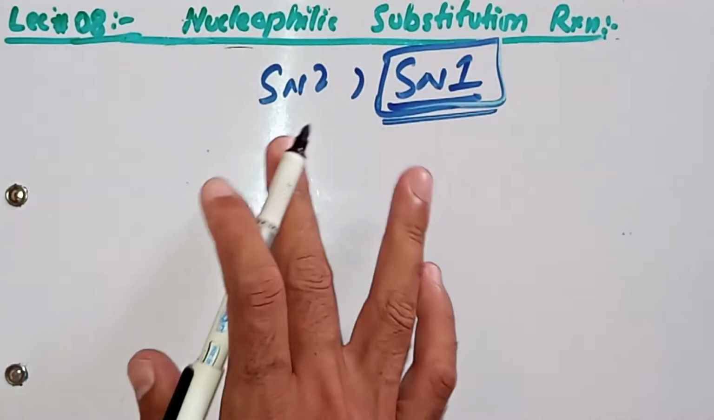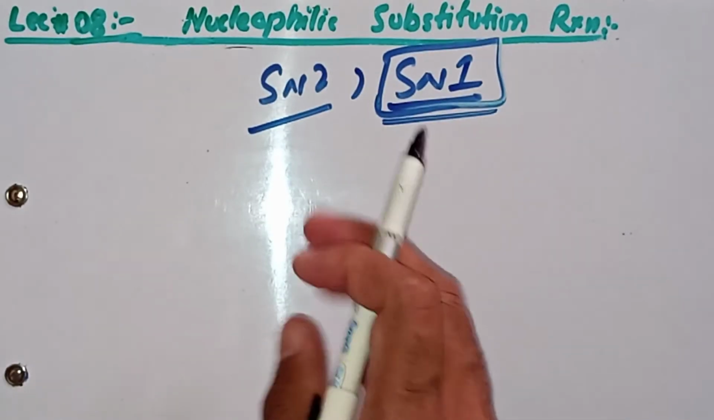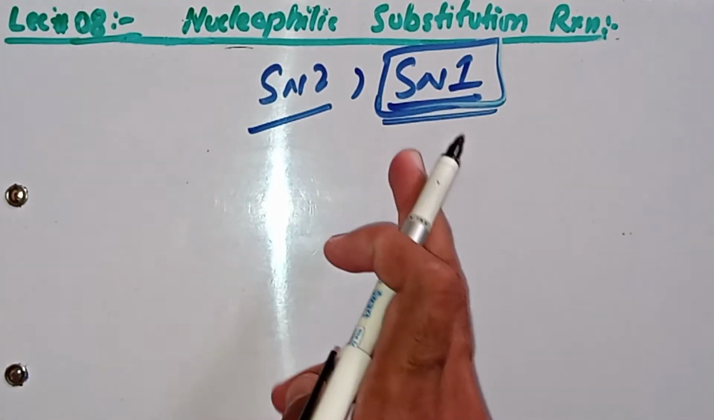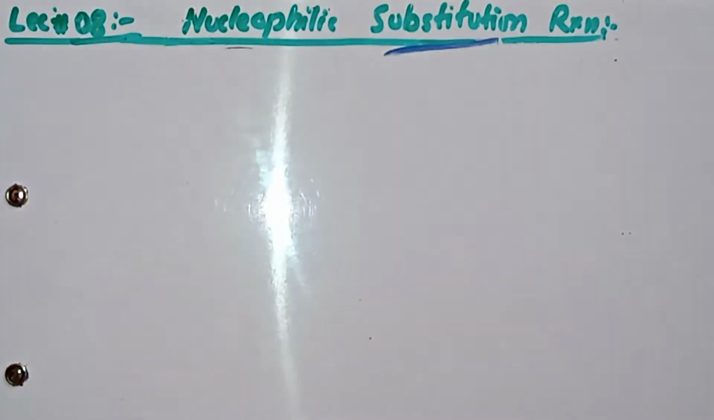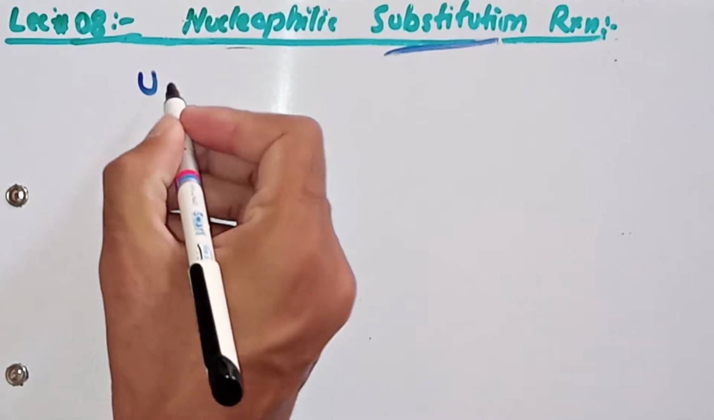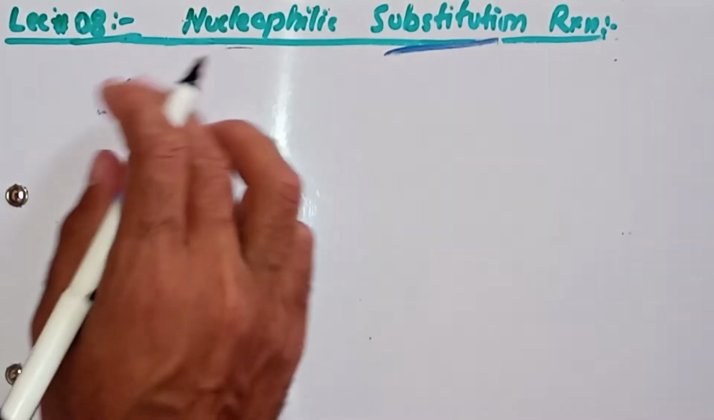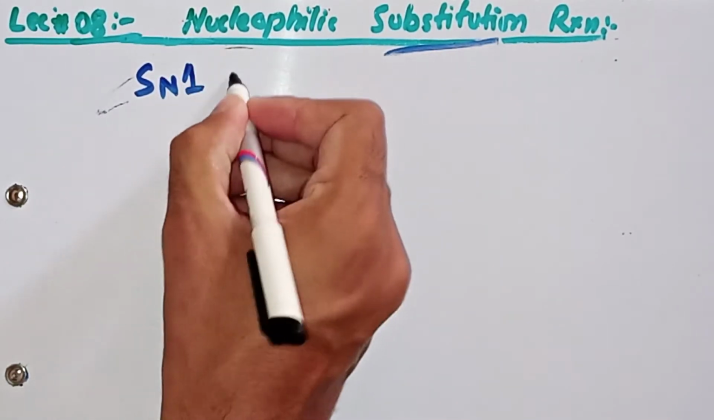After that we will compare Sn1 and Sn2: what are the differences between Sn1 and Sn2, and what are the similarities. But first of all we will study them one by one. I already explained Sn2 in great detail in the previous 7 lectures. So in the coming lecture we will be studying the Sn1 reaction. So let's start. Today we will be studying the Sn1 reaction, that is called the unimolecular nucleophilic substitution reaction.